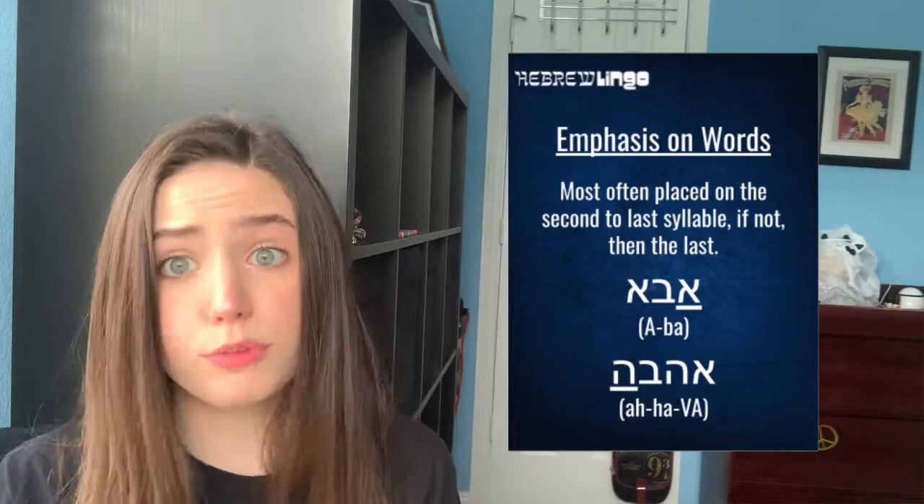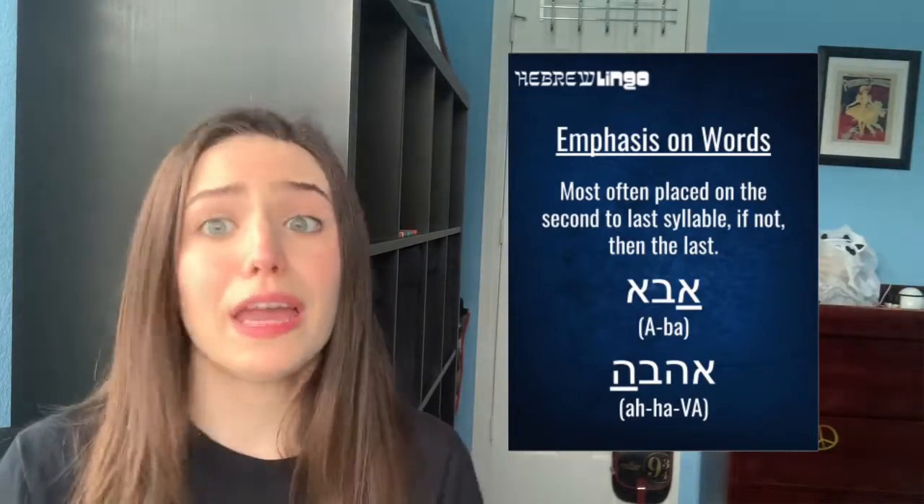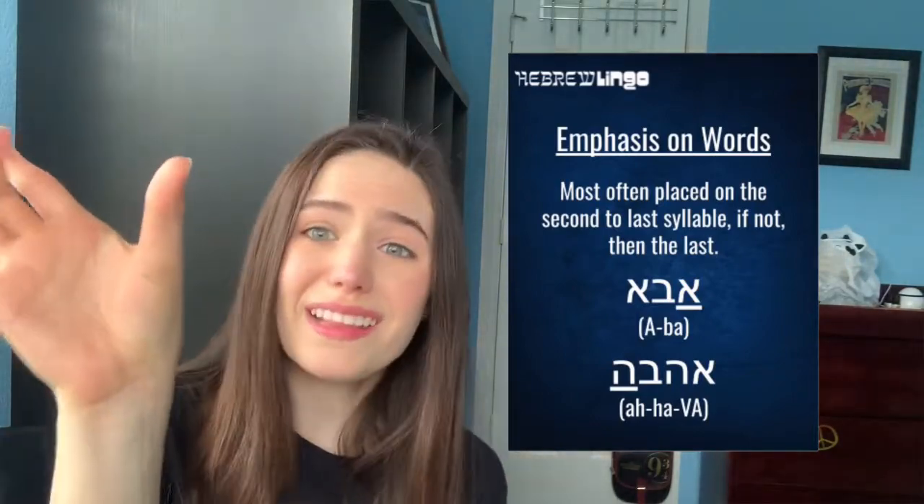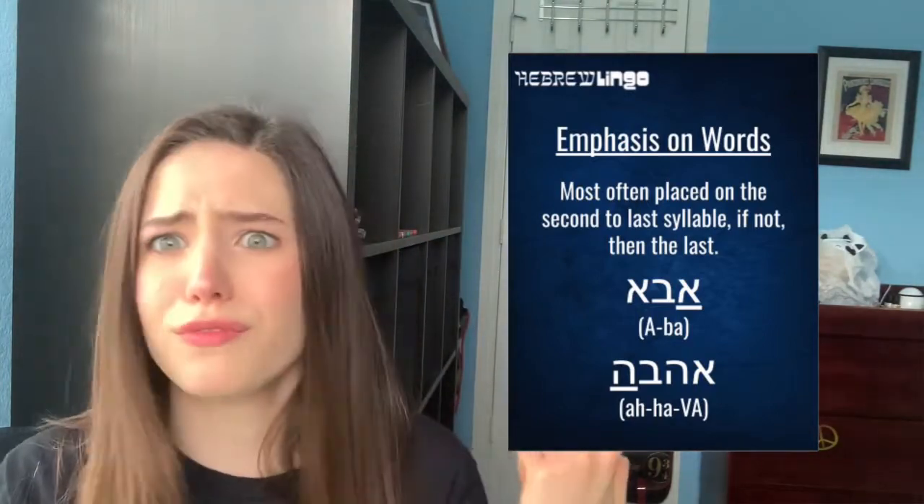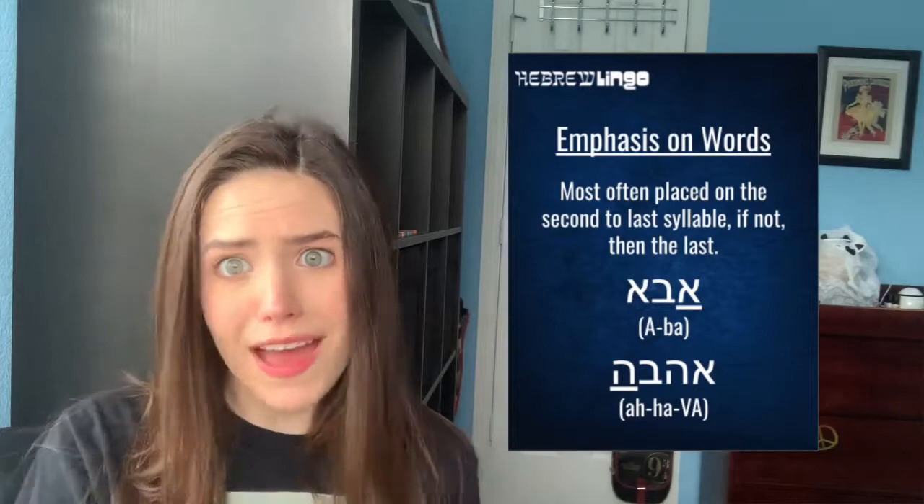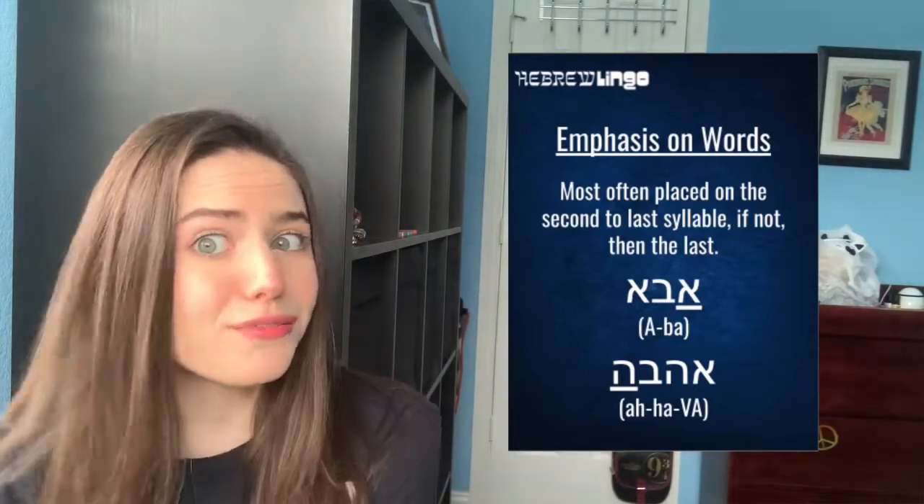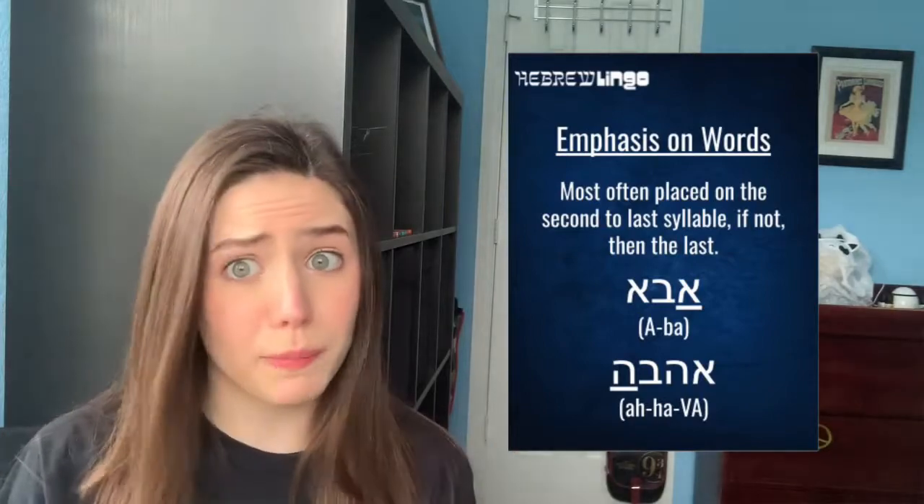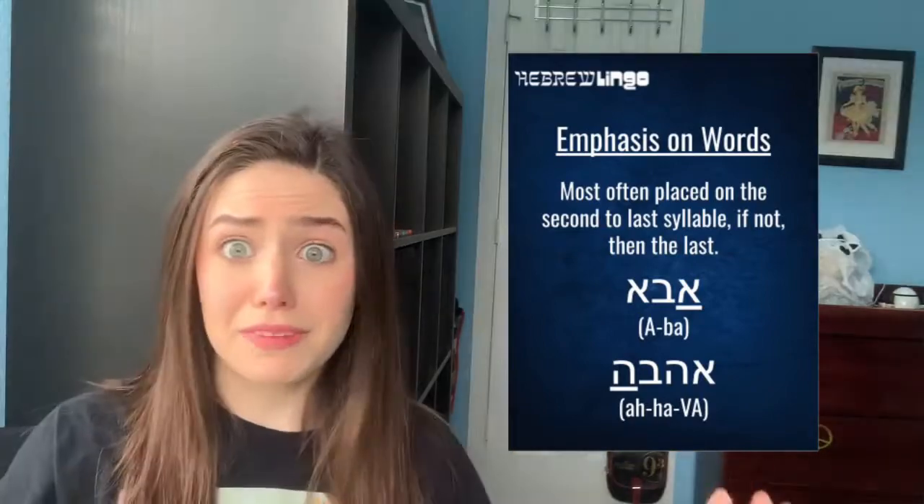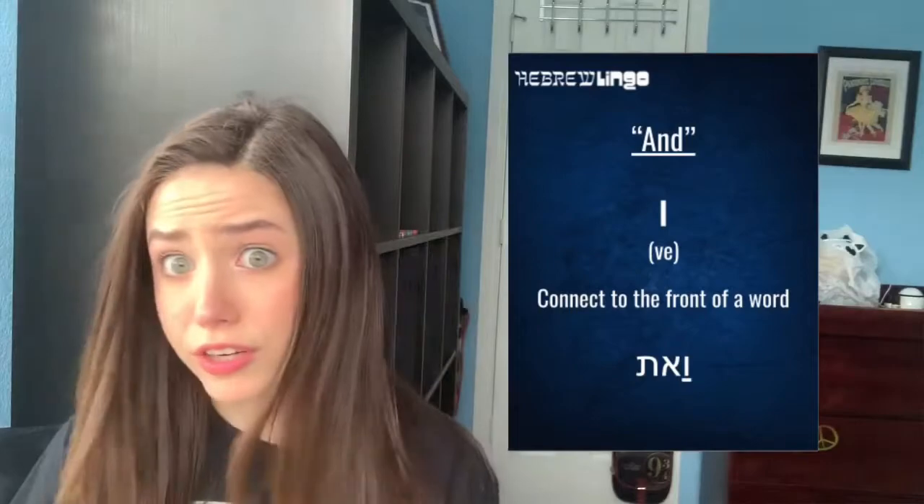So, for example, the word Abba follows the typical rule in which the emphasis is on the second to last syllable of the word, which is weird because it's also just a 2-syllable word, so it feels like it's on the first one. The word Ahava, however, actually has the emphasis on the final syllable, which makes it the second rule. The emphasis rule is much more apparent on the longer words in Hebrew, but I just wanted to make you aware.